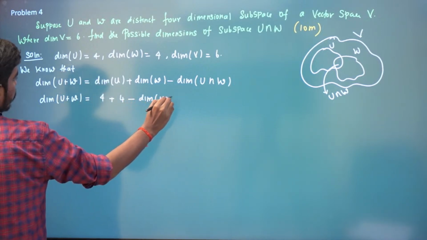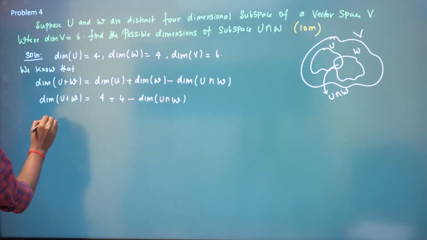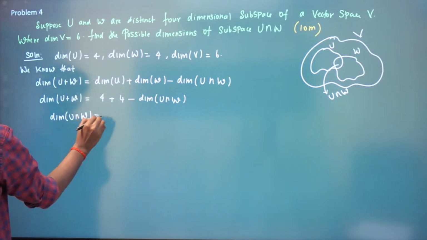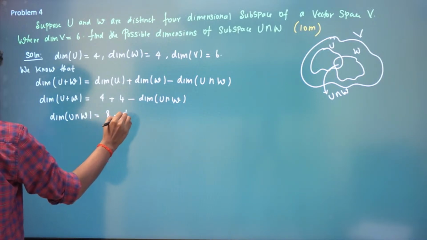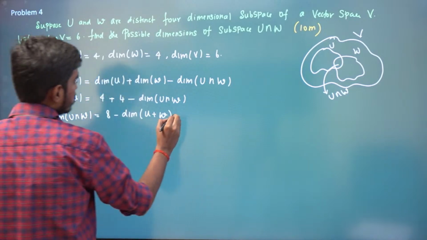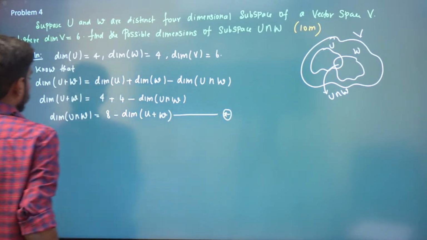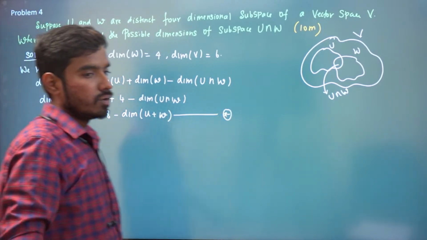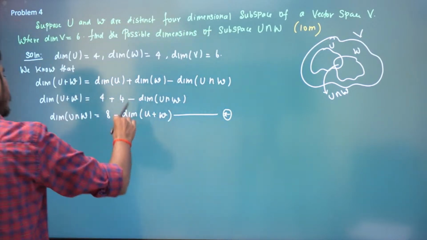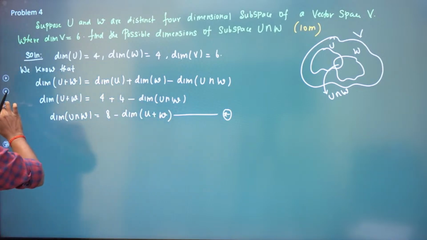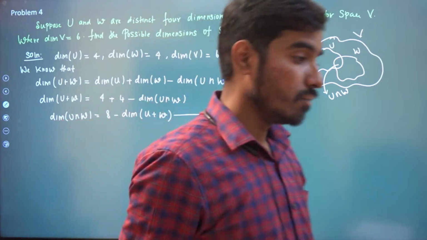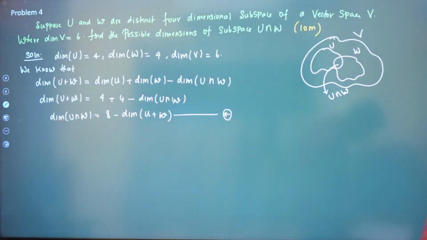the dimension of U intersection W. So that means the dimension of U intersection W is equal to 8 minus the dimension of U plus W, right? Call this star. So we have got the dimension of U intersection W on the left hand side. Now we need to analyze the dimension of U plus W, right? We need to understand the dimensions of U and W.